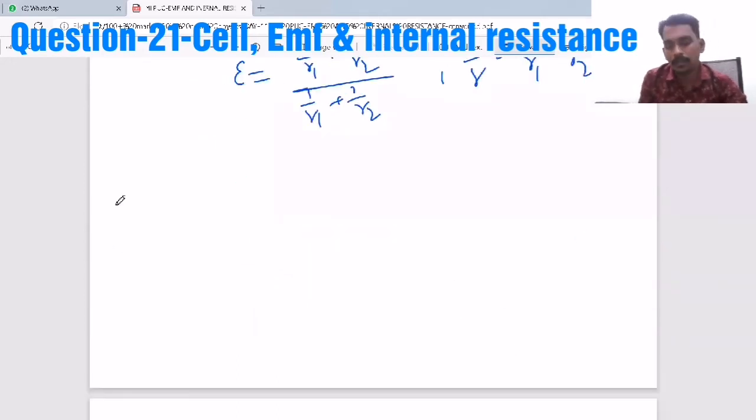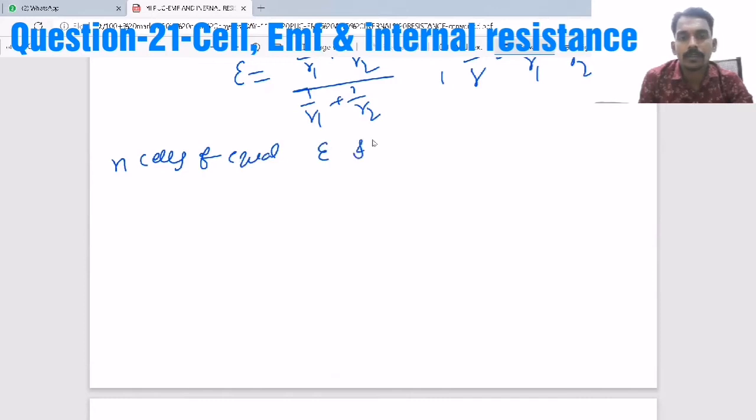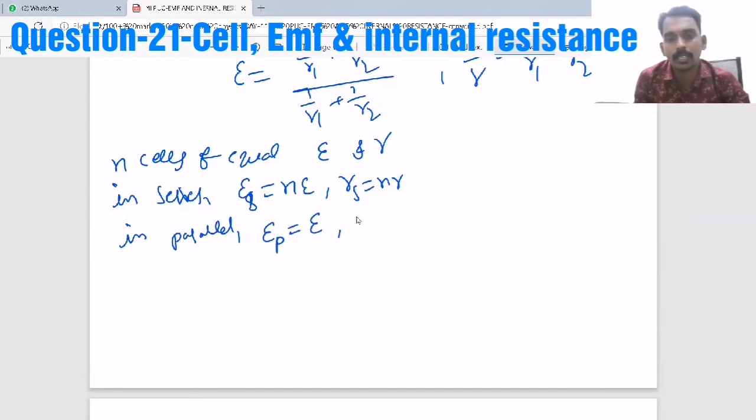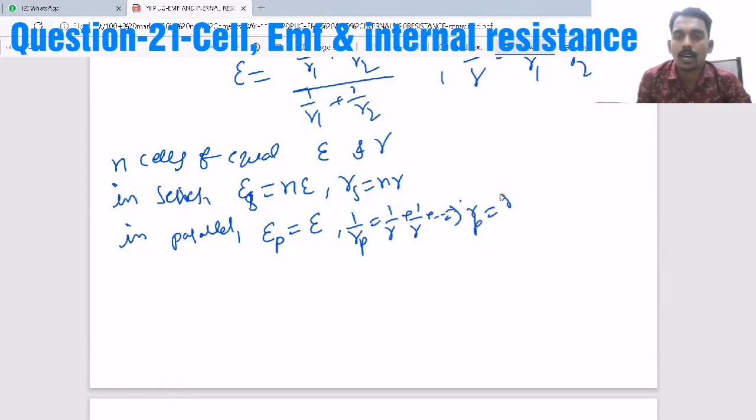And sometimes they will give n cells of equal EMF and resistance. Then in series, epsilon resultant becomes n times epsilon and R resultant becomes nr. And in parallel, epsilon parallel equals epsilon only, because in parallel it remains the same. But 1 by R parallel equals 1 by R plus 1 by R, and so on, nothing but Rp equals R by n.